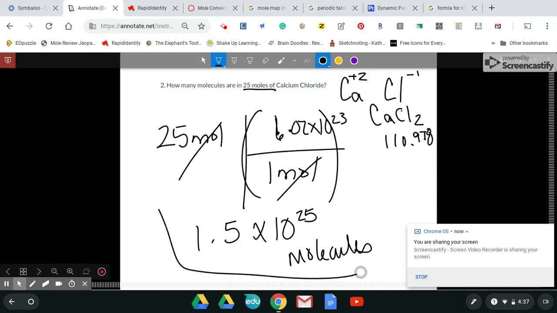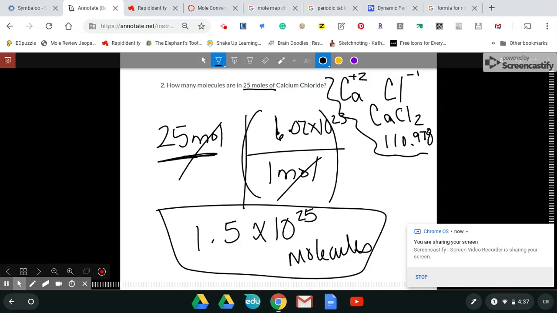Okay, so look, this was my mistake. Think about why I didn't need that. I'm simply already at moles, so I don't have to go to grams, and I'm trying to get to molecules.